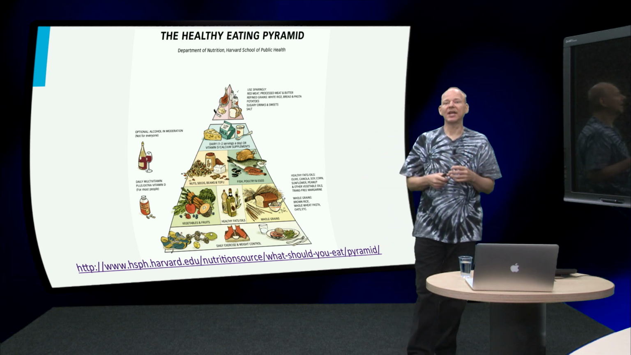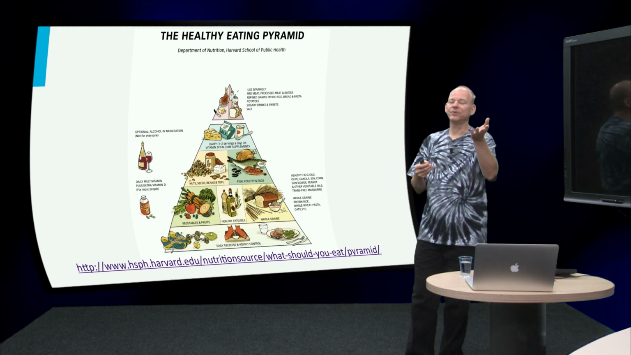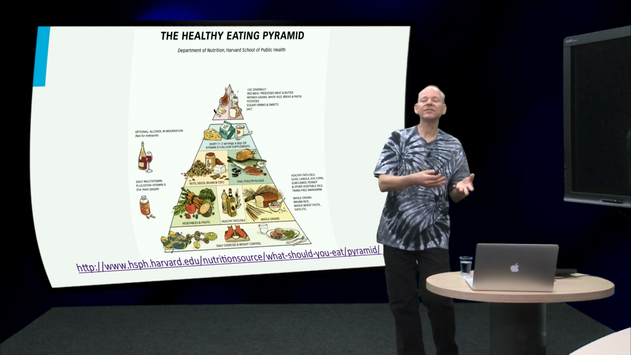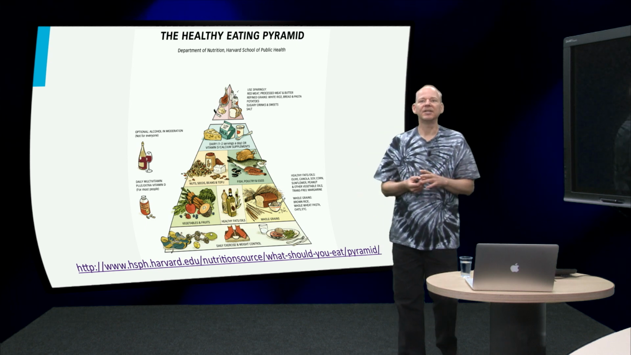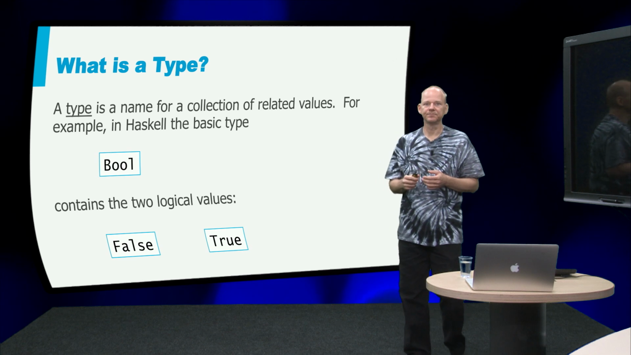And that's what this lecture will be about. The lecture will be about taking values, not food, but the values that we code with, and how to group these into categories that have similar properties.